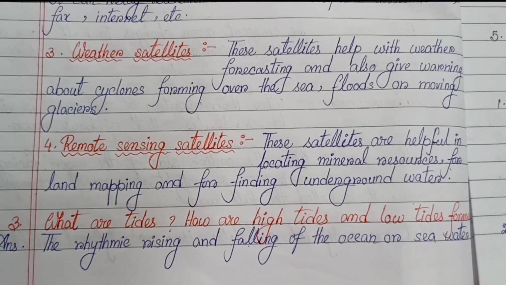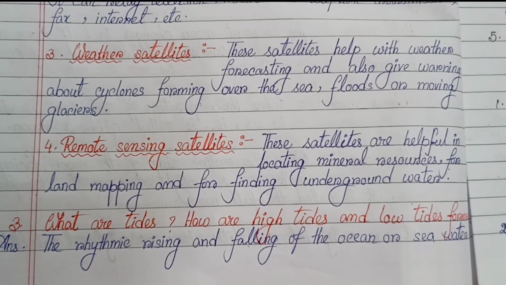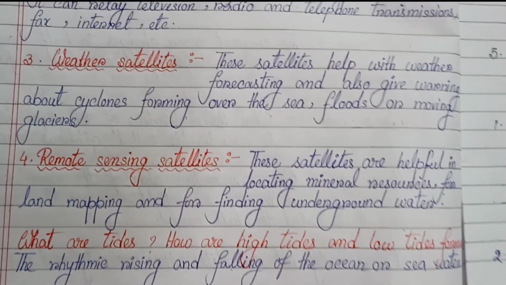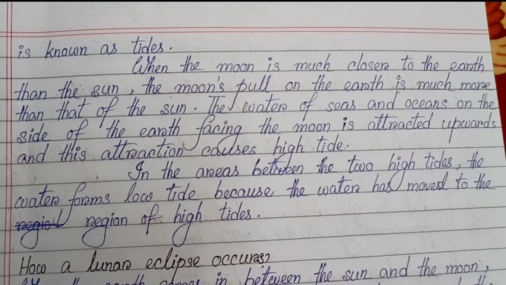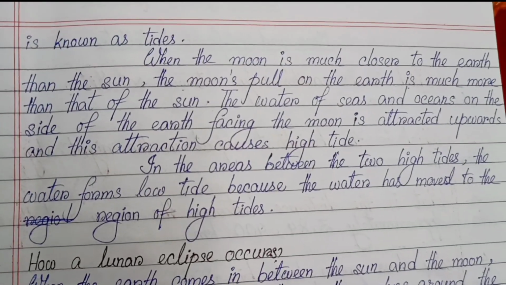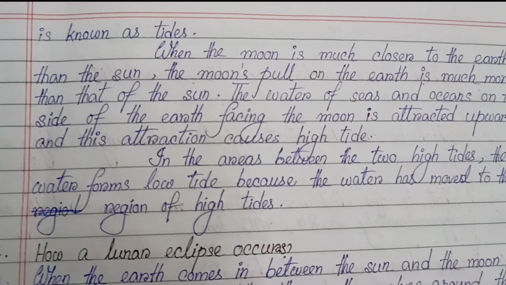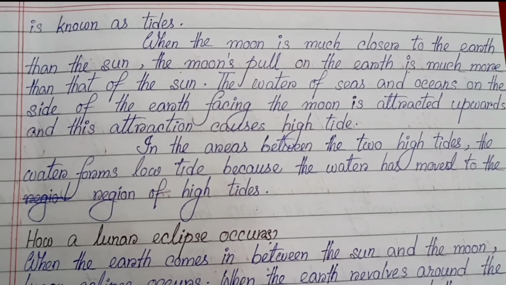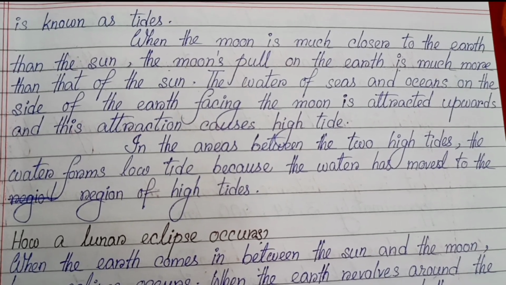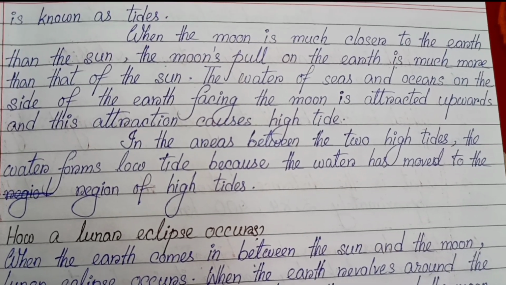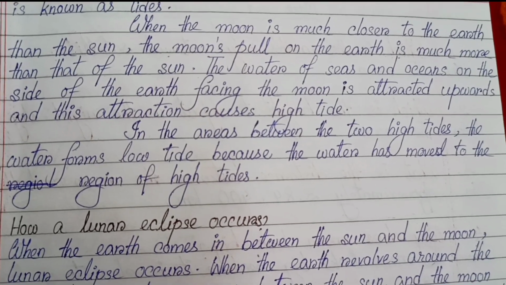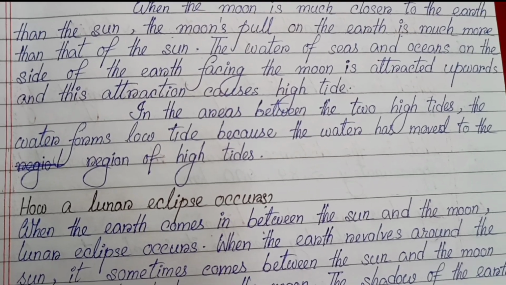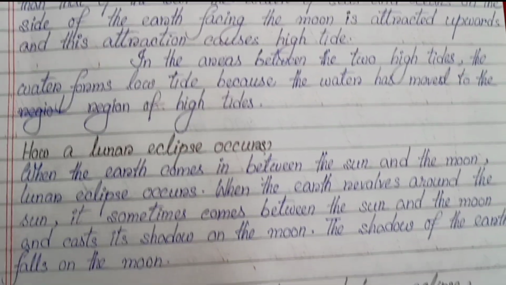Number 3, water tides. How are high tides and low tides formed? The rhythmic rising and falling of the ocean or sea water is known as tides. When the moon is much closer to the earth than the sun, the moon's pull on the earth is much more than that of the sun. The rise of seas and oceans on the side of the earth facing the moon is attracted upwards, and this attraction causes high tide. In the areas between the two high tides, the water forms low tide because the water has moved to the region of the high tides.